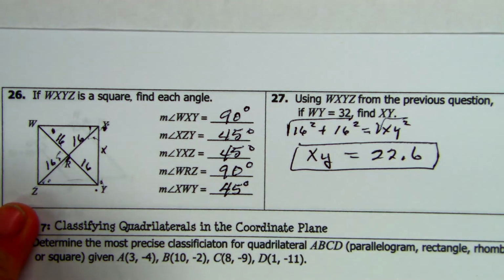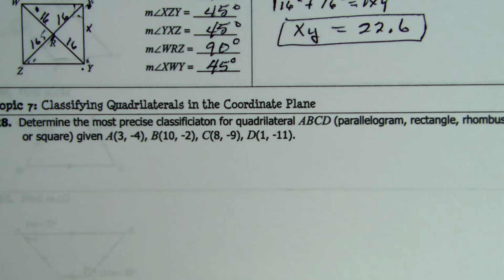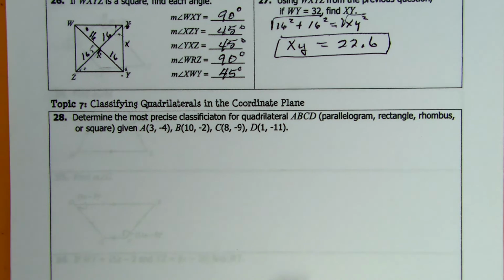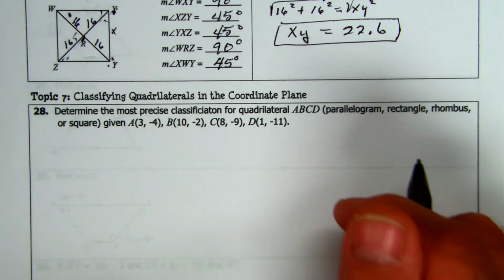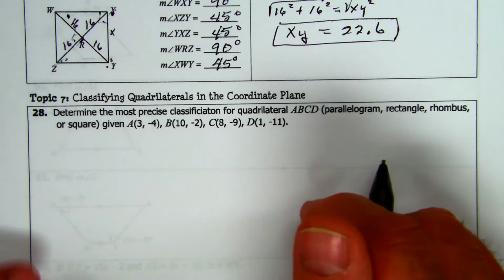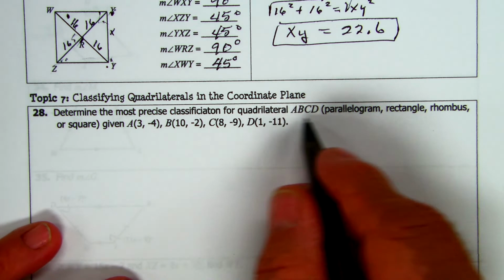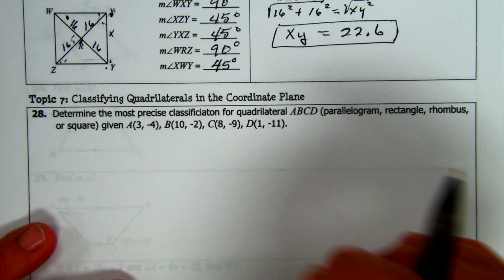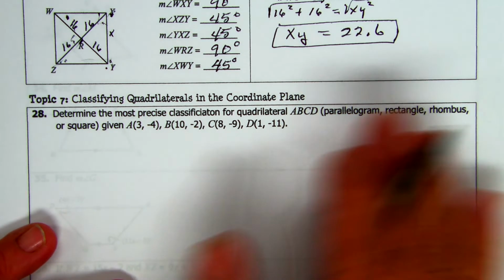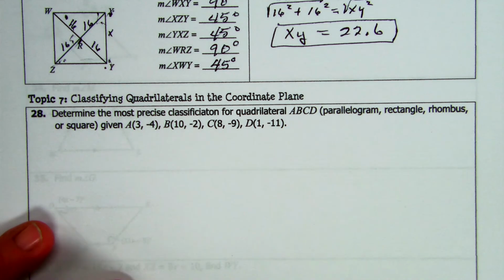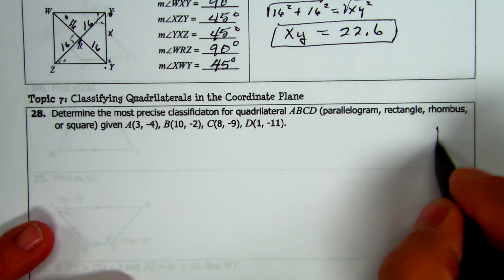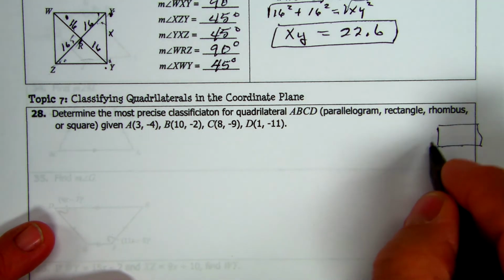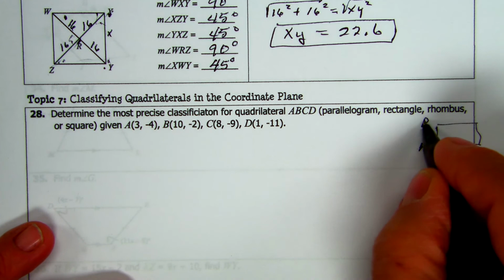All right. Now, let's go to one that's a favorite with my students, using the distance formula. So it says, determine the most precise classification for quadrilateral ABCD. Is it a parallelogram? Is it a rectangle? Is it a rhombus or a square? They give us some coordinates here. So we've got some kind of a figure here. We don't know exactly what, but we've got A, B, C, D.